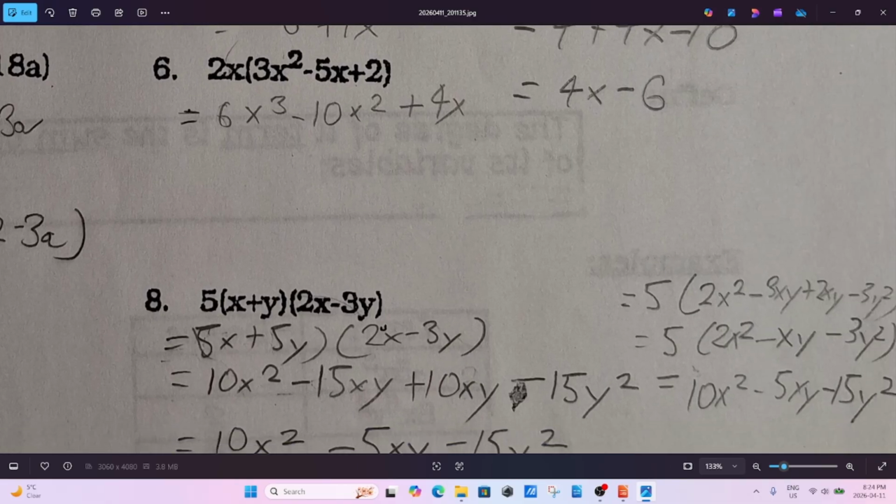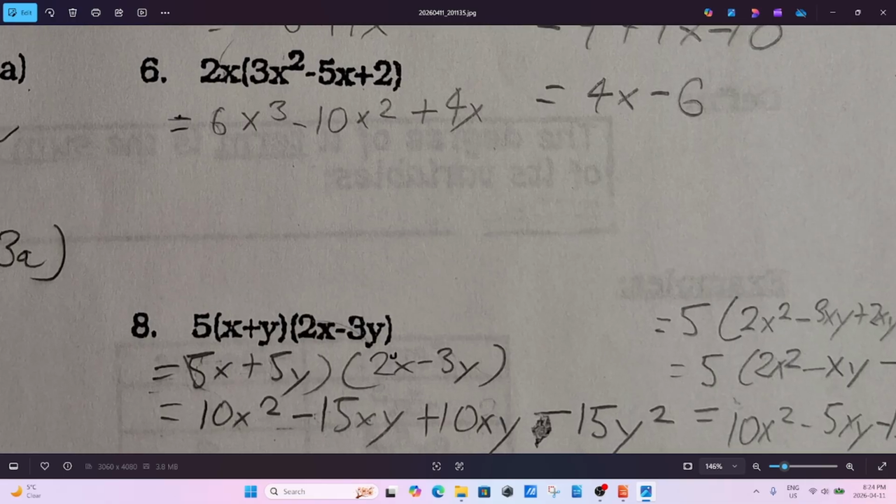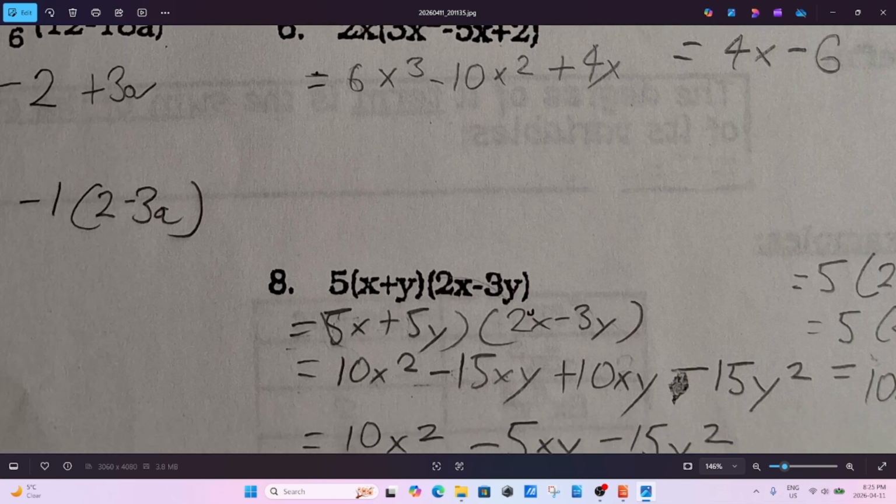Now we're going to go to question 6, which is 2x times 3x squared minus 5x plus 2, which is equal to 2x times 3x squared, you get 6x cubed. 2x times minus 5x, you get negative 10x squared. And finally, 2x times plus 2 is 4x, which is equal to 6x cubed minus 10x squared plus 4x.